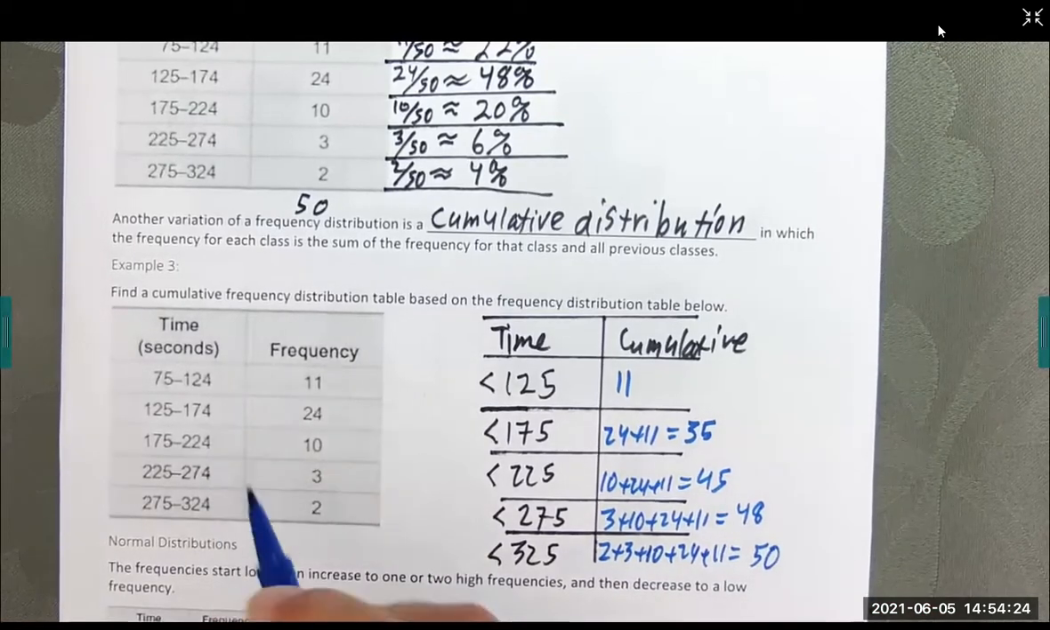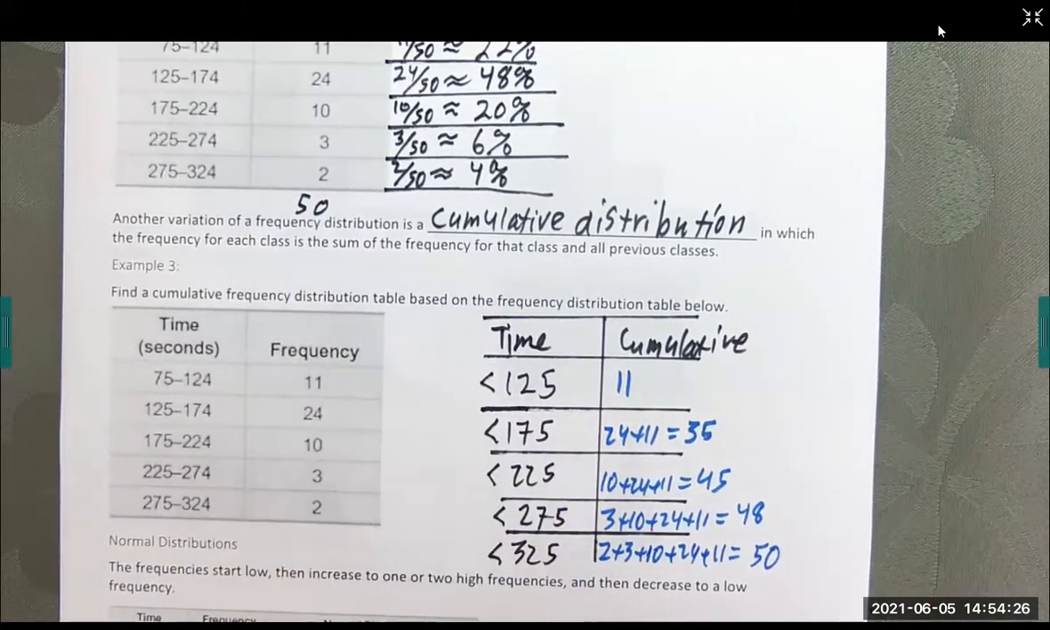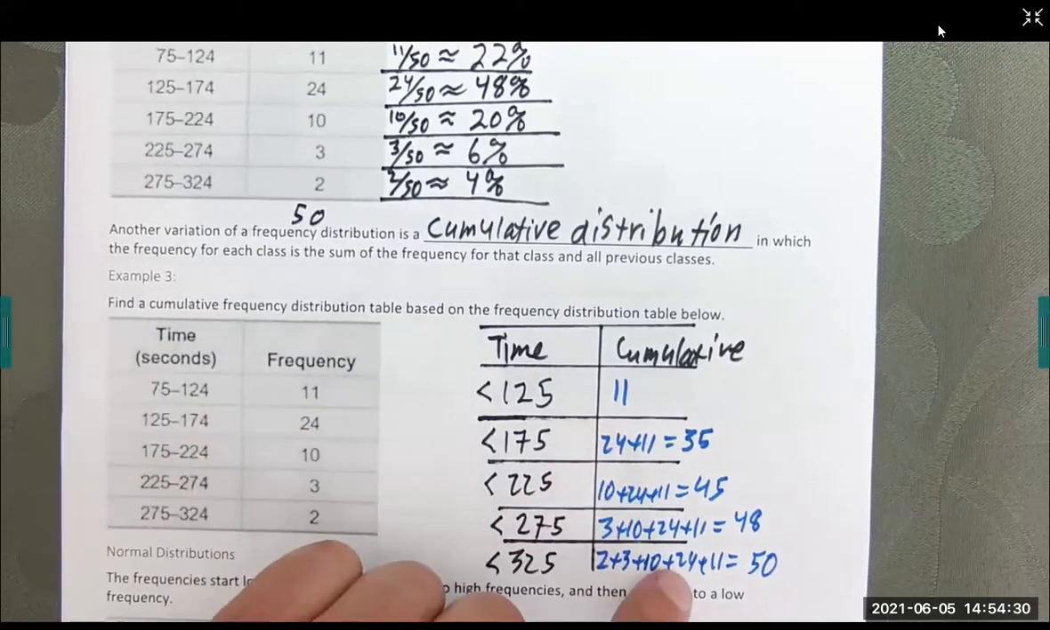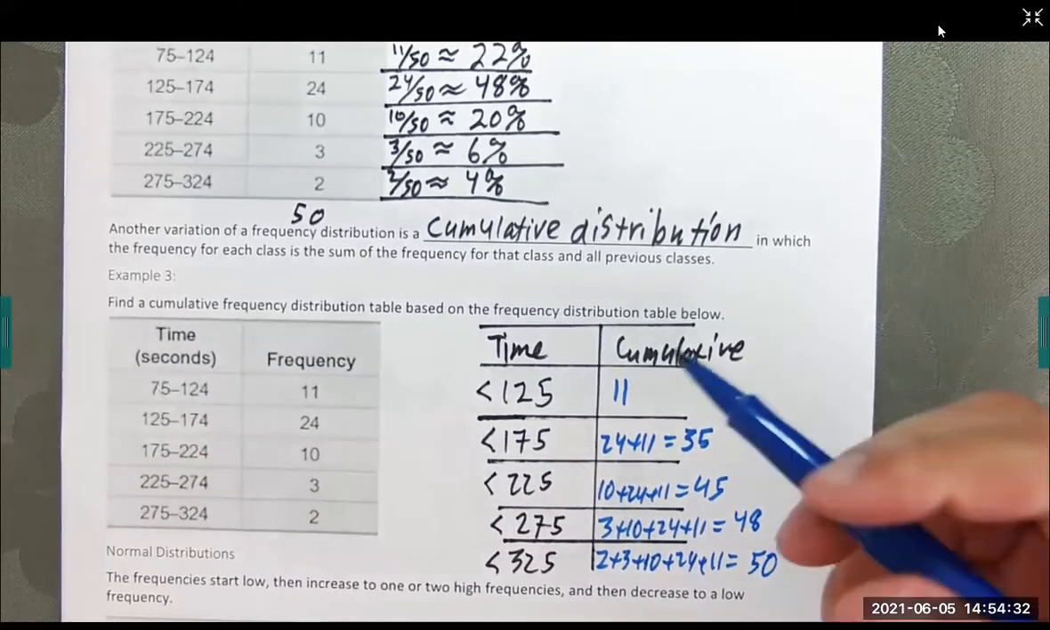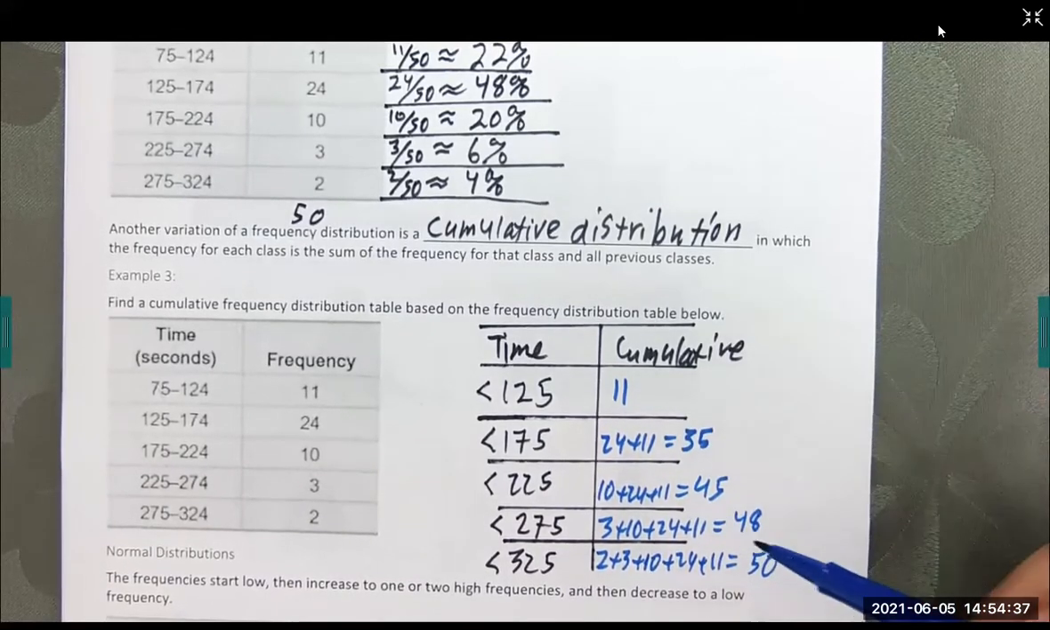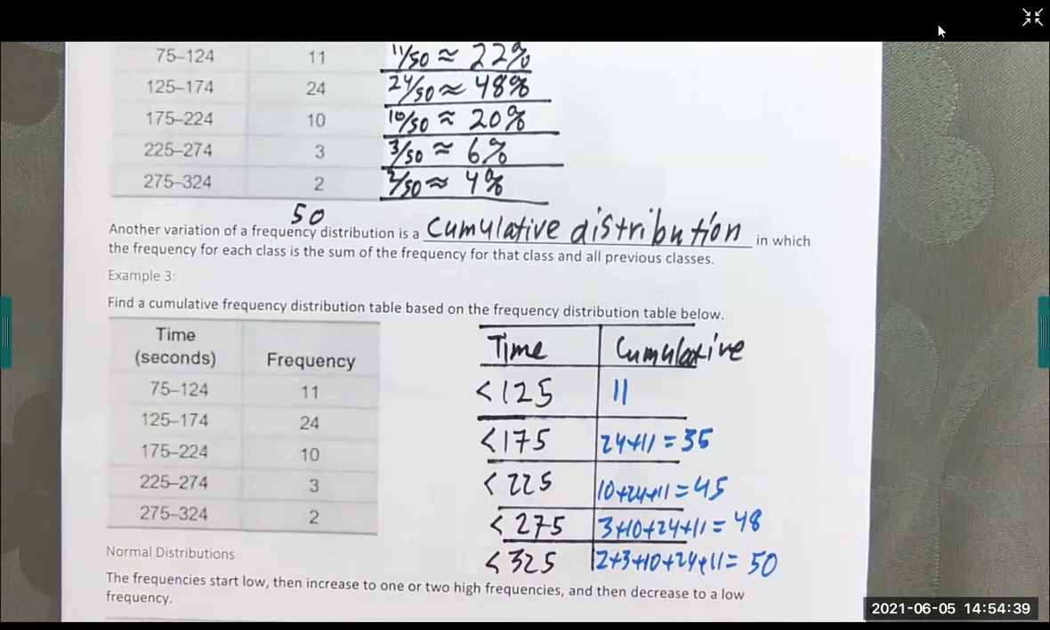And we already know that it should be 50, right? So you don't need to write all these pluses in there. I just wanted to show you where the numbers were coming from. So a nicely drawn one would say 11, 35, 45, 48, and 50 in that column there.